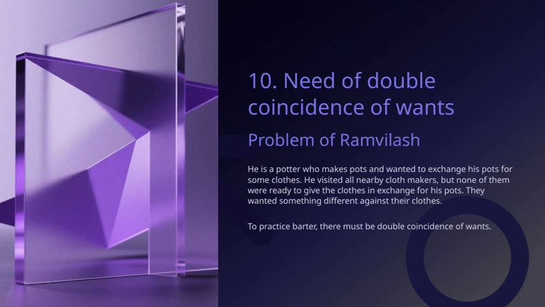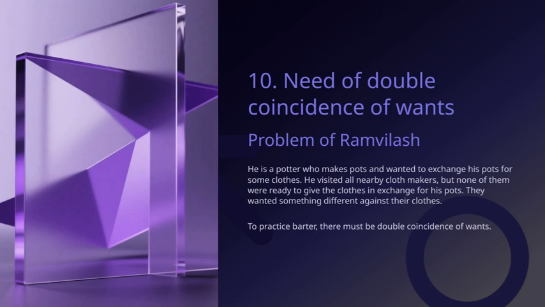To practice barter, there must be a double coincidence of wants. That means both parties need to want what the other has to offer. For example, in this case, there is a potter who makes pots and wants to exchange his pots for some clothes. He visited all nearby cloth makers, hoping to trade his pots for clothes. But none of the cloth makers were willing to give clothes in exchange for pots. Instead, they wanted something different, maybe grains or other goods, something that they valued more than the pots.